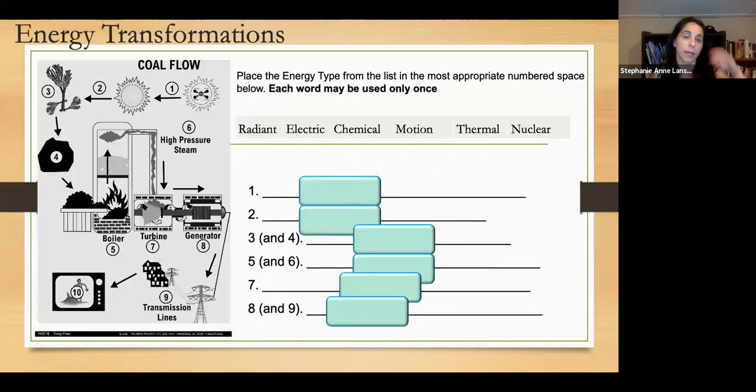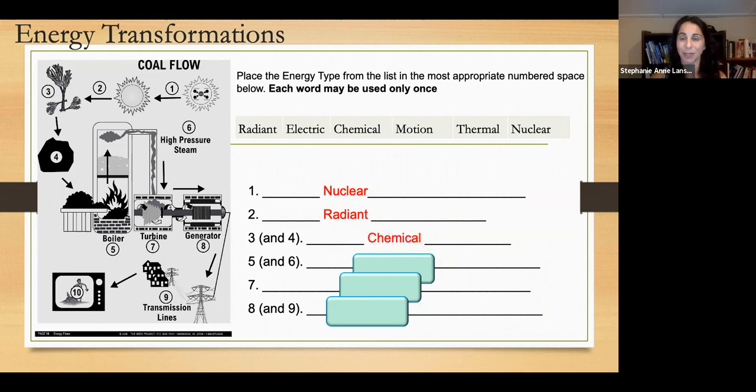Understanding electricity and the electricity process is really important. As we said, we start with nuclear energy, and then we go to radiant energy, number 2, which is our sun, which then goes to chemical energy, the bonds of the food that's stored. That chemical energy is stored both in the food and in the coal that took millions of years to process. Then that coal is burned and we get thermal energy.